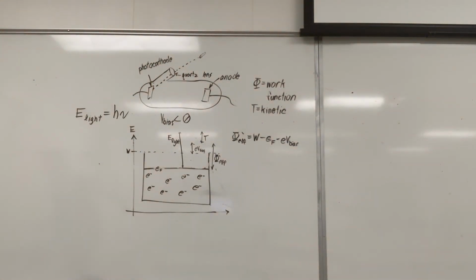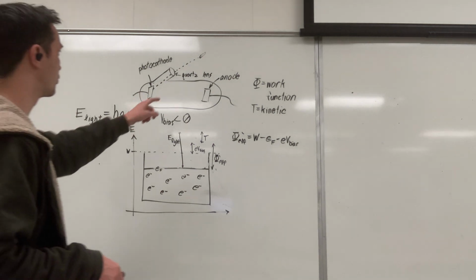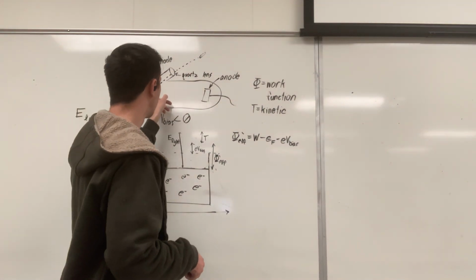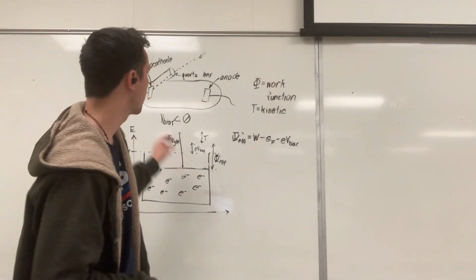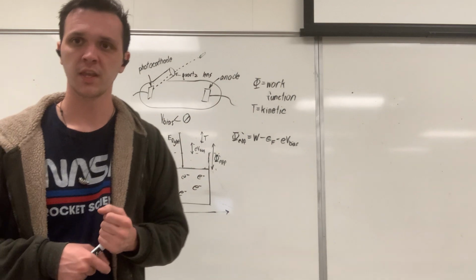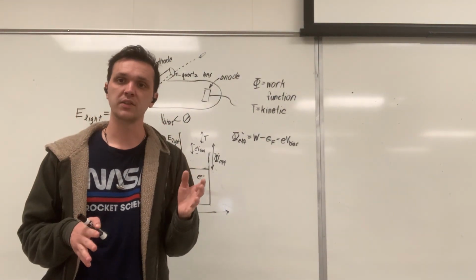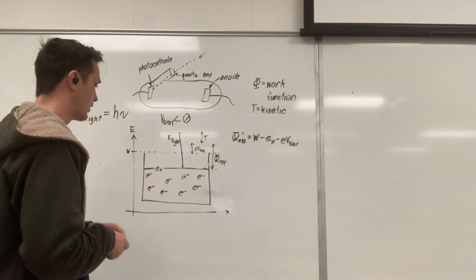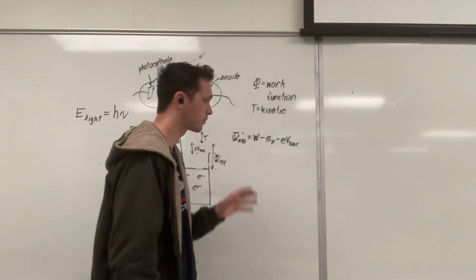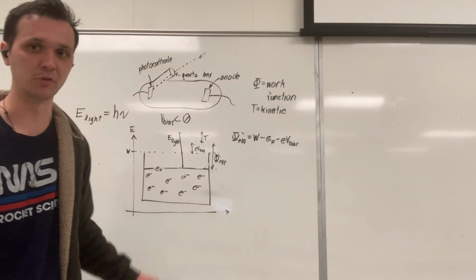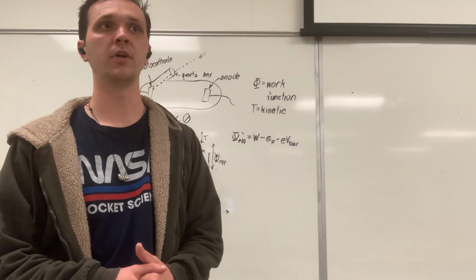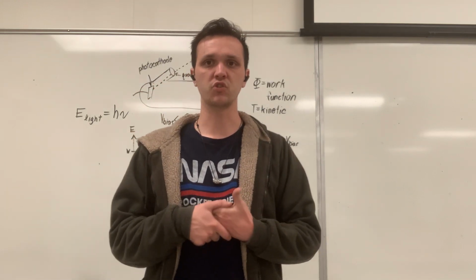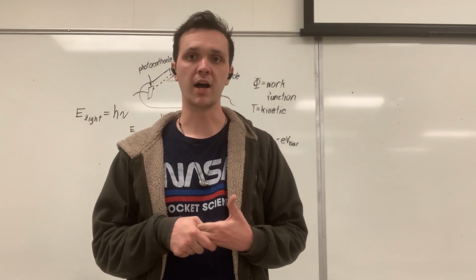So higher intensity leads to more photons, and more photons are able to interact with more electrons, and more electrons means more current. And so Einstein's interpretations of the results of the photoelectric effect, taking this kind of solid state physics approach, allowed him to explain all of the surprising results that were not corroborated by classical theory.